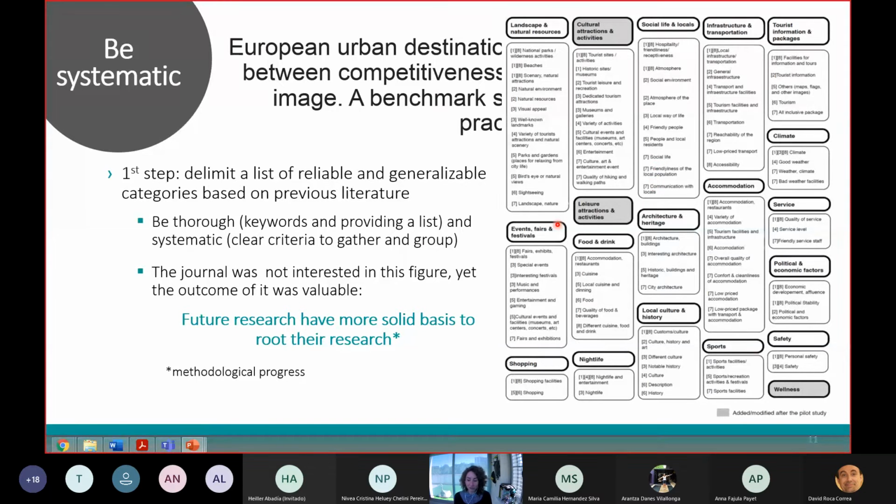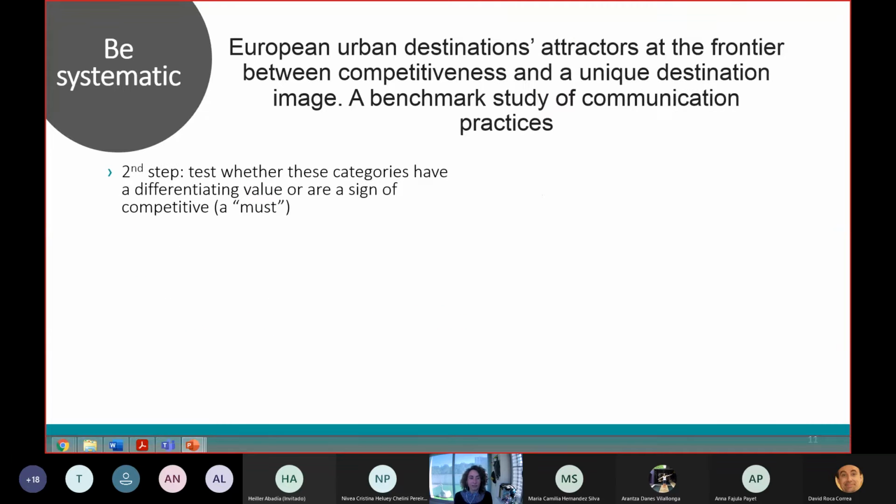So there's a lot of work that you'll have to do that, unfortunately, won't be in your paper at the end, but you must do it if you want to be in the paper. Still, the outcome was valuable. They found it valuable, so future research will have a more solid basis to root their research on destination branding and also on competitiveness.